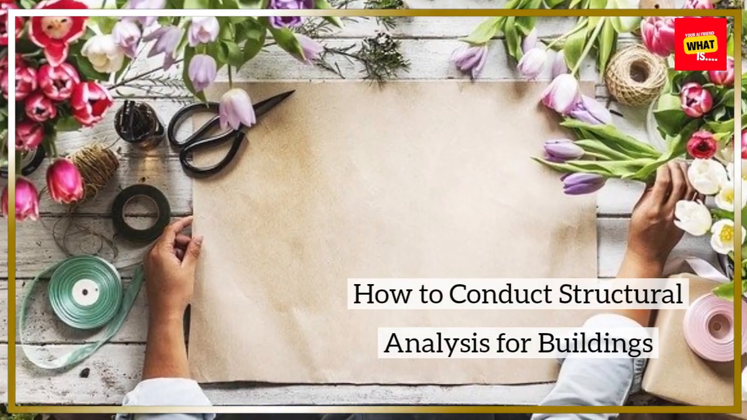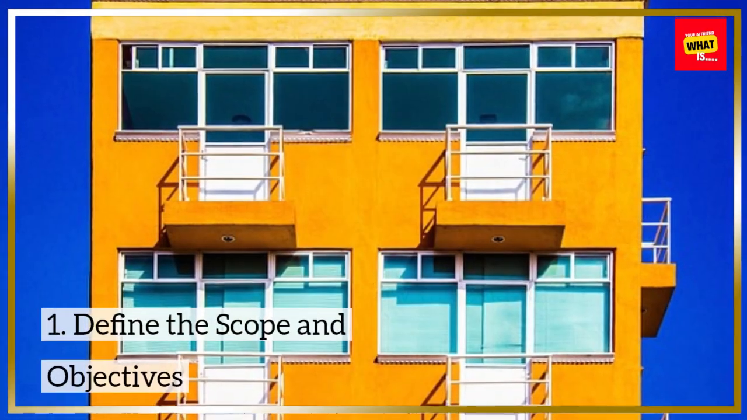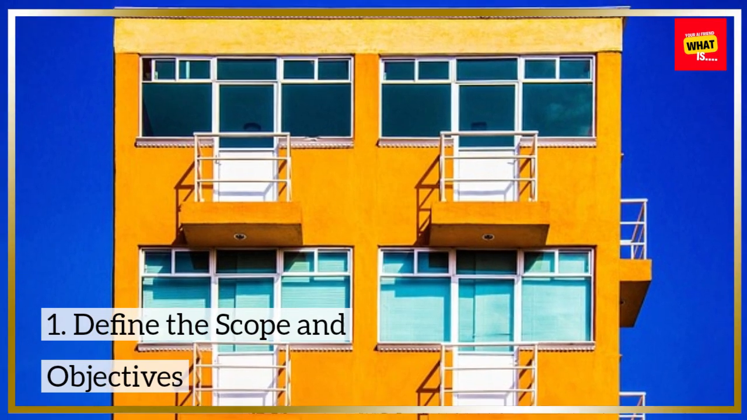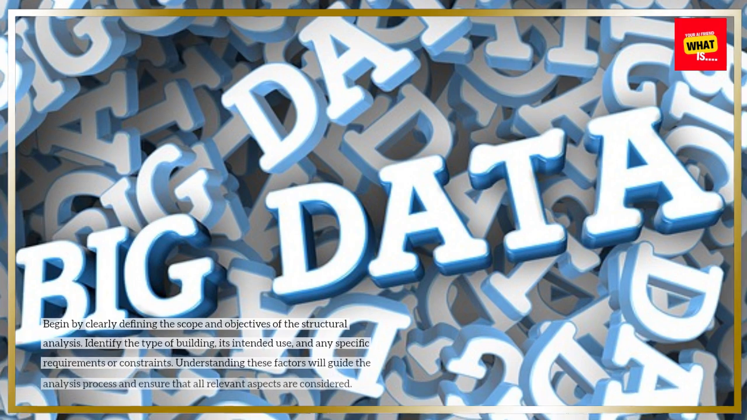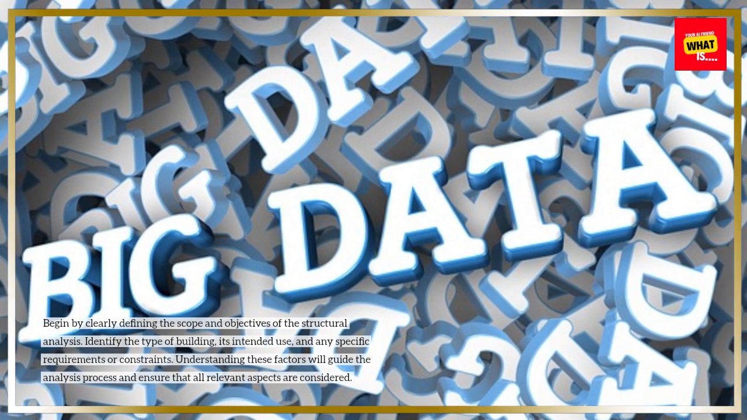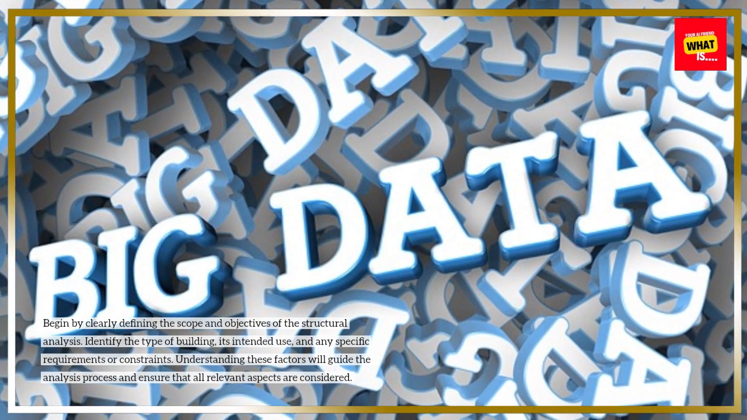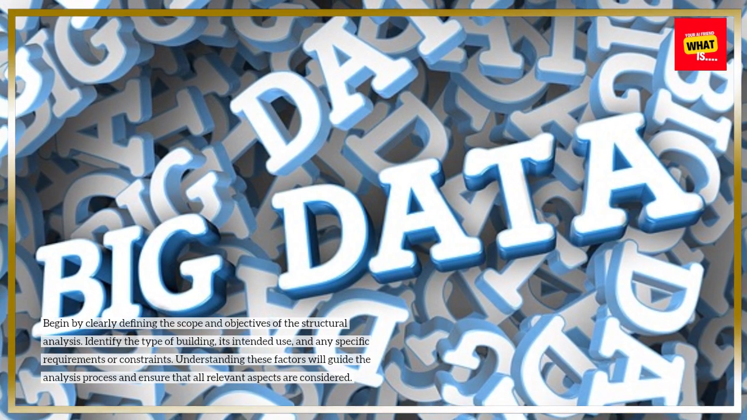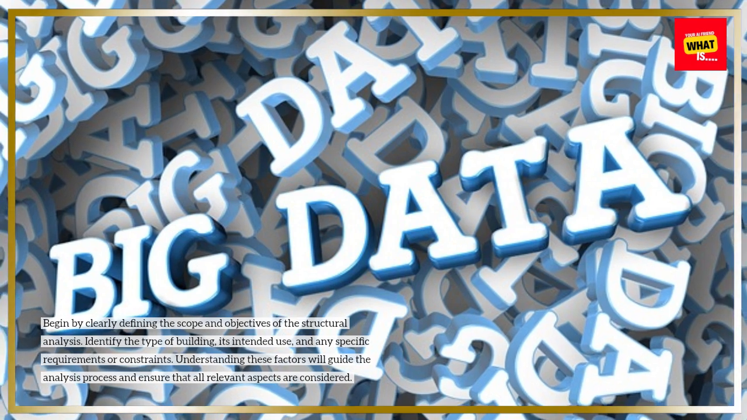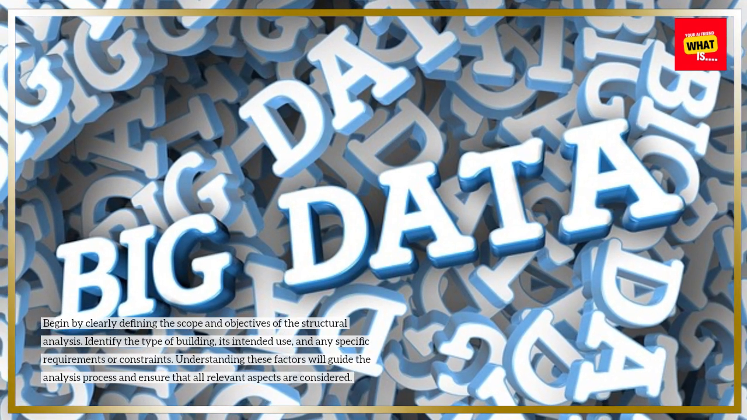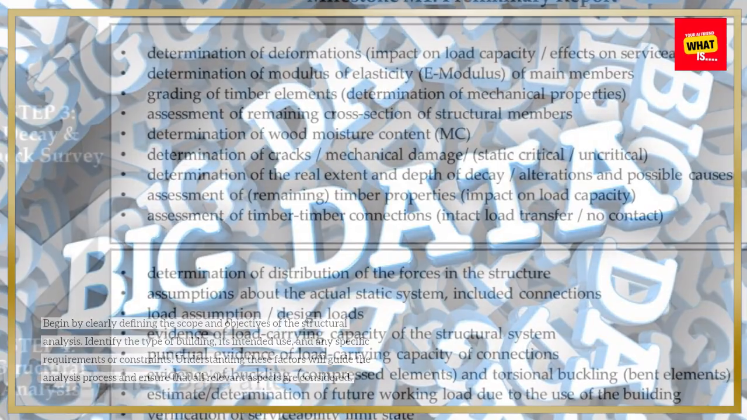How to conduct structural analysis for buildings. 1. Define the scope and objectives. Begin by clearly defining the scope and objectives of the structural analysis. Identify the type of building, its intended use, and any specific requirements or constraints. Understanding these factors will guide the analysis process and ensure that all relevant aspects are considered.